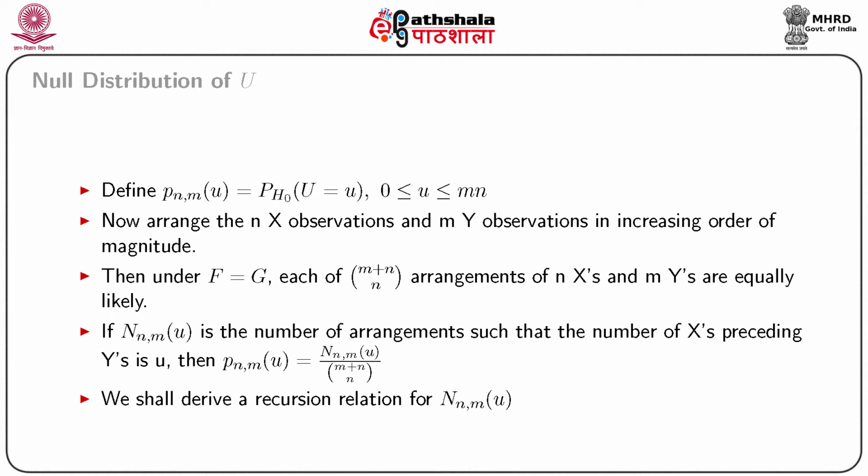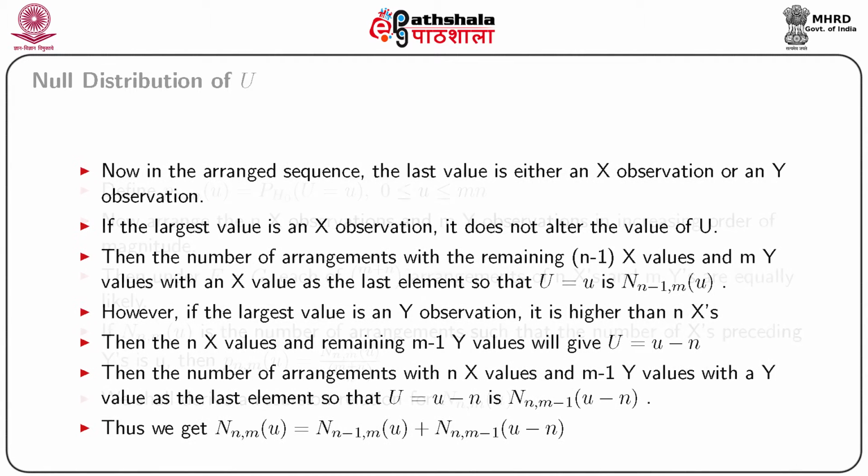Now, we shall derive a recursion relation for N_{n,m}(u). In the arranged sequence, the last value is either an x observation or a y observation. If the largest value, that is, the rightmost value in the sequence is an x observation, u is not altered. Then, the number of arrangements with the remaining n-1 x values and m y values with an x value as the last element so that capital U equal to small u is N_{n-1,m}(u).